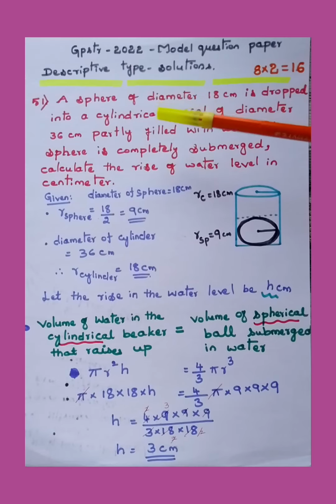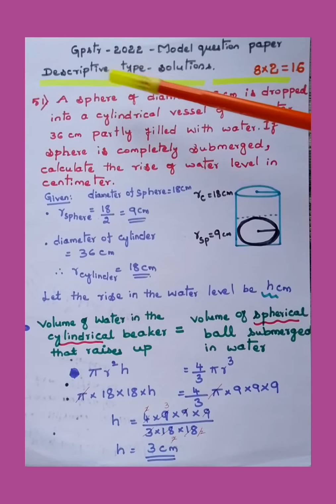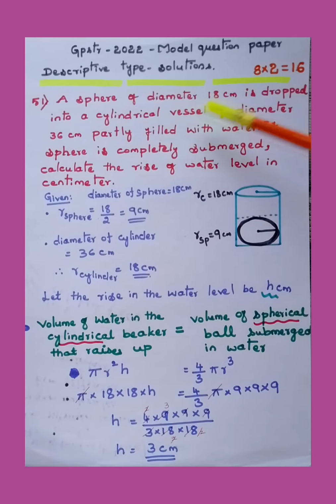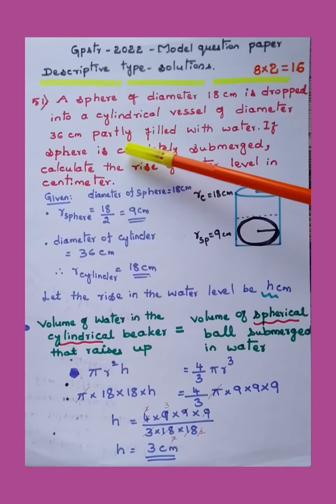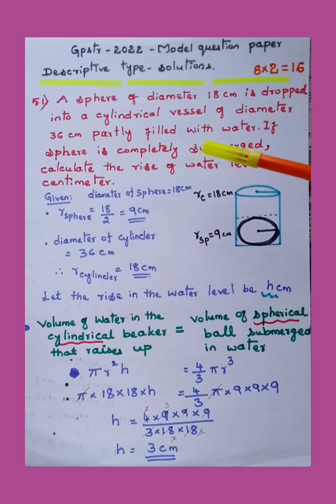Let's move into the concept now. And moving to the 51st question. A sphere of diameter 18 cm is dropped into a cylindrical vessel of diameter 36 cm, partly filled with water. If sphere is completely submerged, calculate the rise of water level in centimeter.